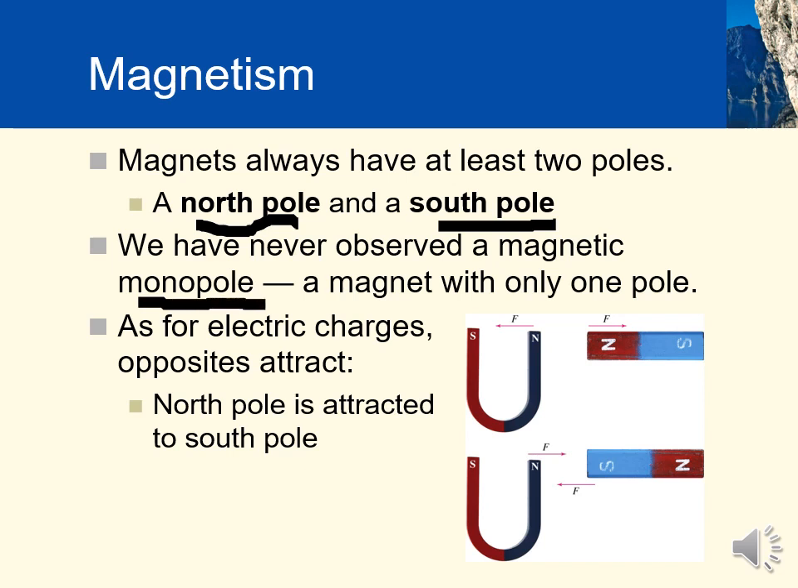It's different than electricity. We can have a single charge, positive or negative, but in magnetism there is no way to have a single magnetic monopole. Another feature, like electricity: like poles repel each other, as we see here, north with north. This is a repulsive force. Unlike poles, like south and north, attract each other, exactly like electricity. If we have like charges, we have a repulsive force, and if we have unlike charges, we have an attractive force.